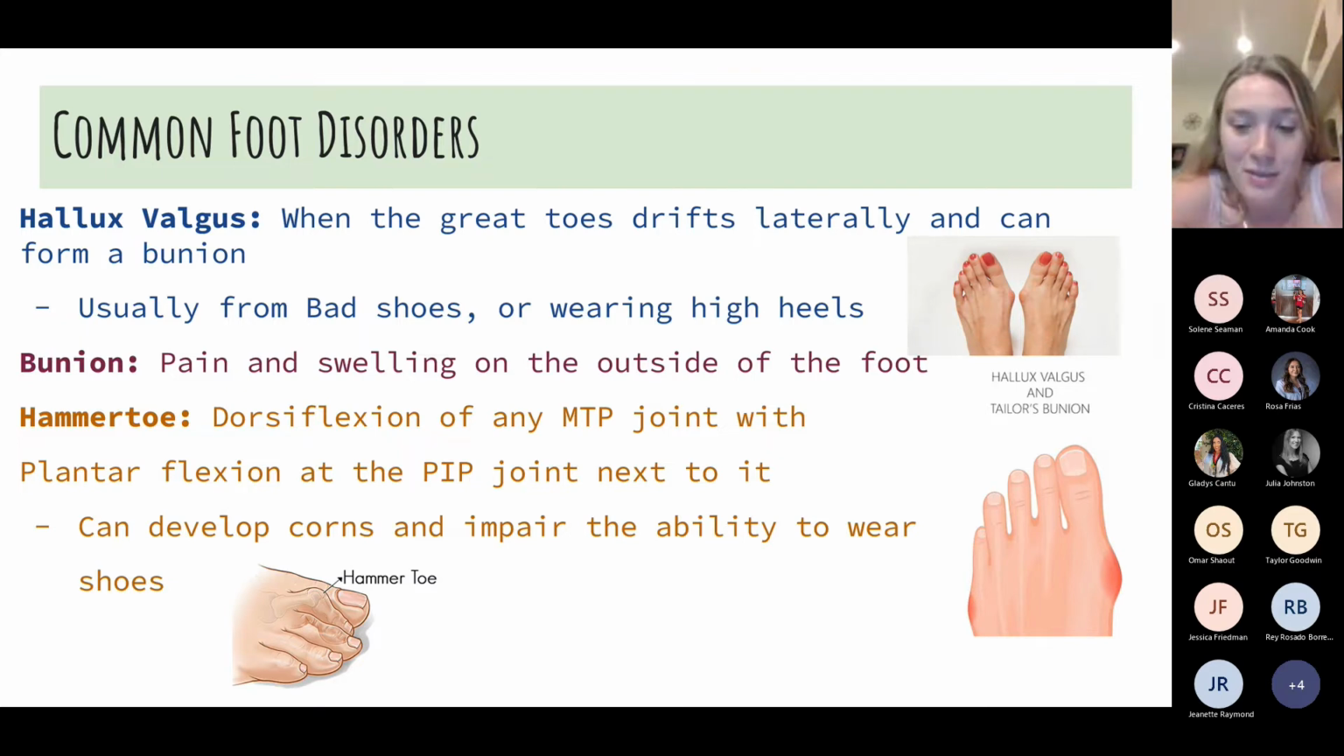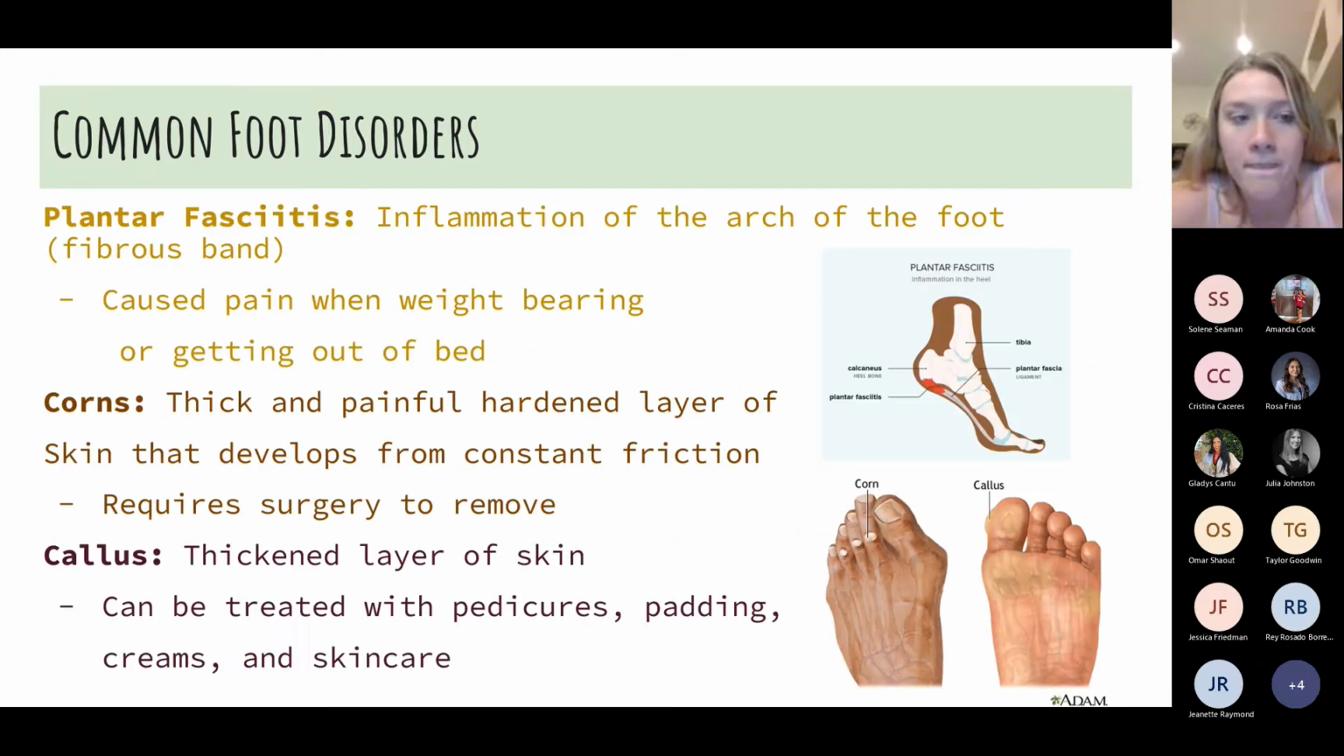Hammer toes can be pretty painful and uncomfortable and really limit the patient's ability to wear shoes. Plantar fasciitis, this is really painful, usually common in our runners, people that are athletes, etc., but they're just having this inflammation in the arch. So whenever they move or bear weight, they have a lot of pain.